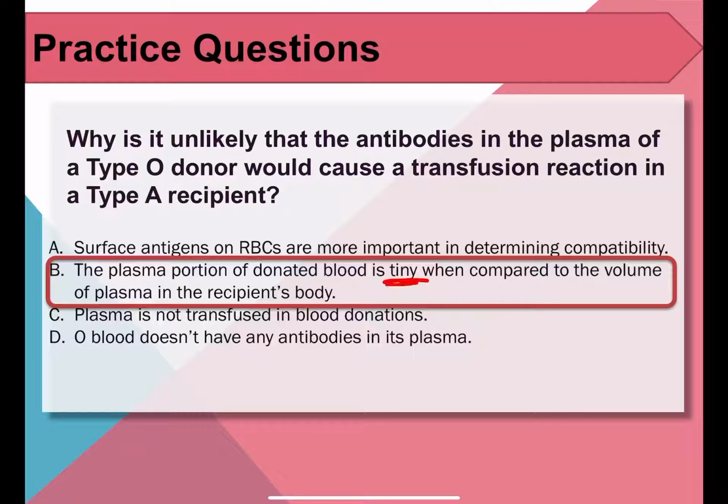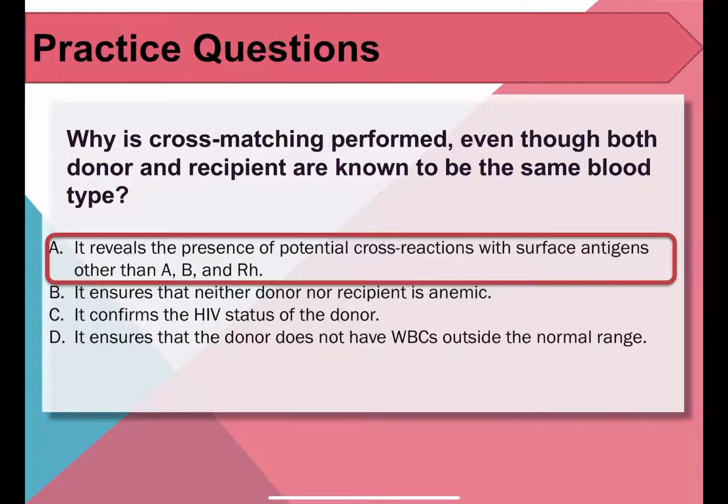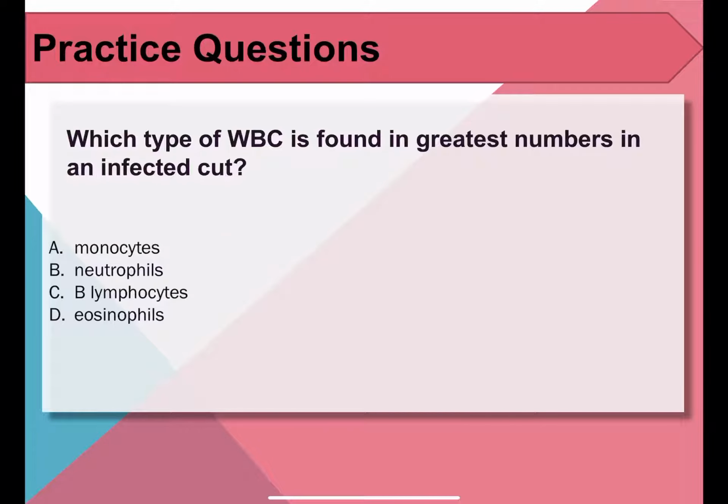This was what I was talking about, how there's only small amount of the antibody within the blood that's donated, that it doesn't matter. Okay, what matters more is the antigen that's on top of the red blood cell, whether it will trigger an immune reaction within the recipient's immune system. Why is cross-matching performed even though both donor and recipient are known to be the same blood type? Because there can be still other potential cross-reactions, surface antigens, actually more than 48 of them, other than A, B, and Rh available. What type of white blood cells found in greatest number in an infected cut?